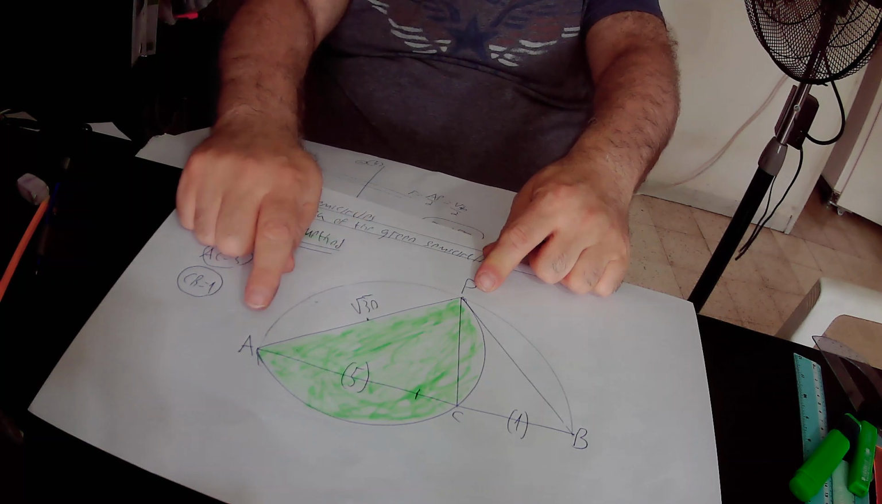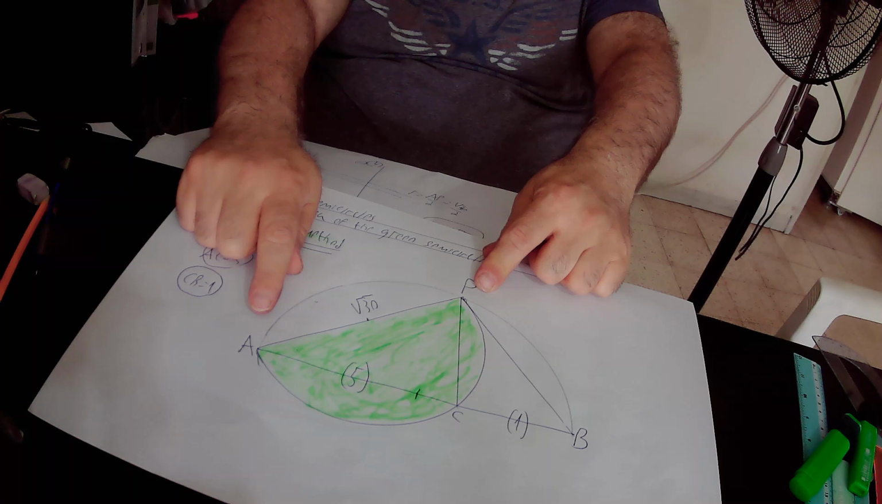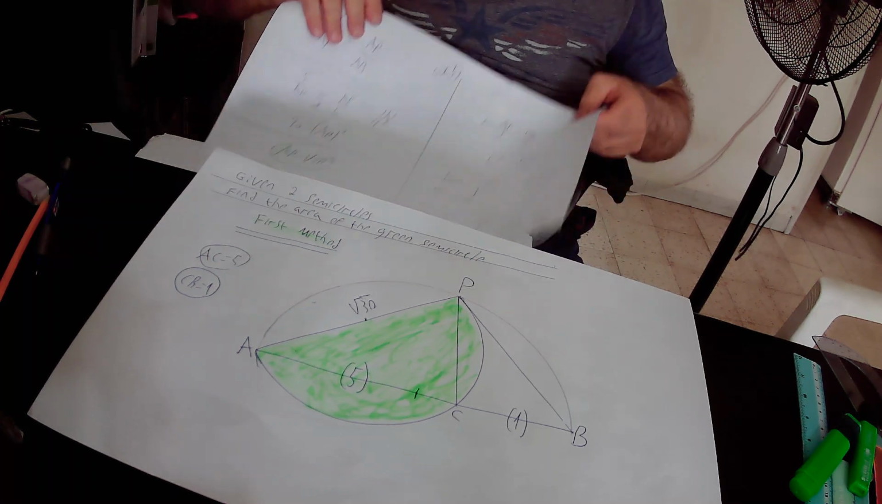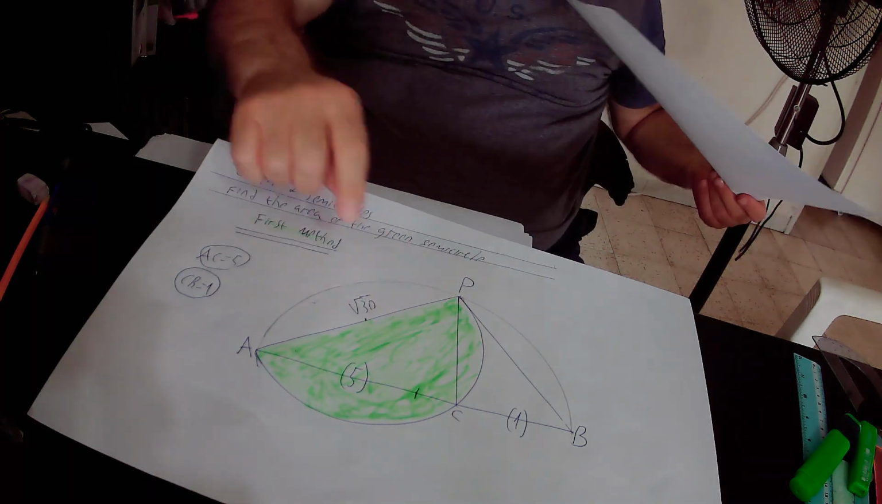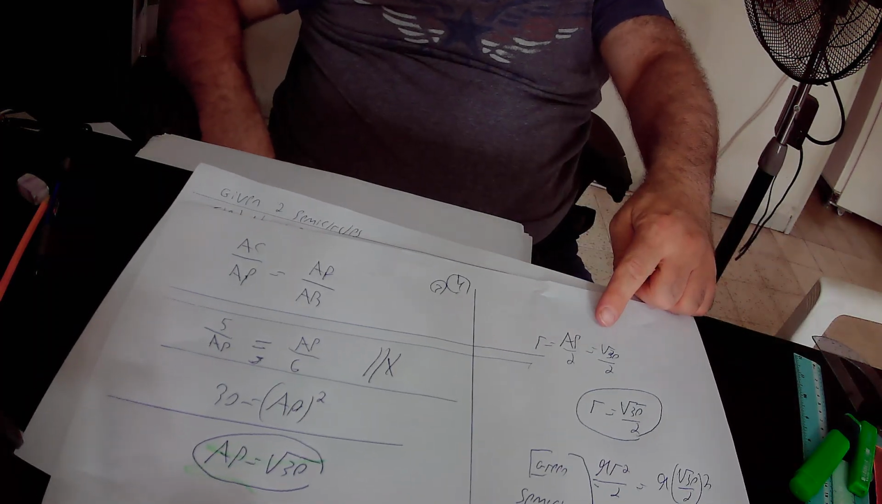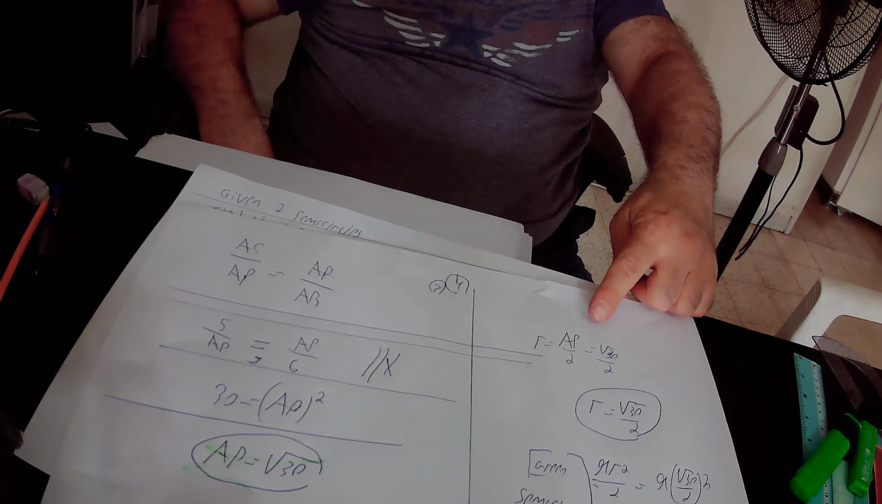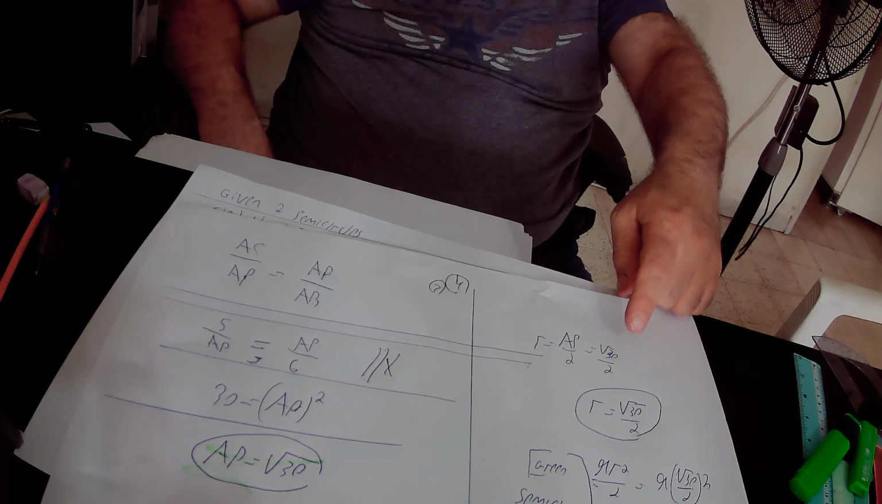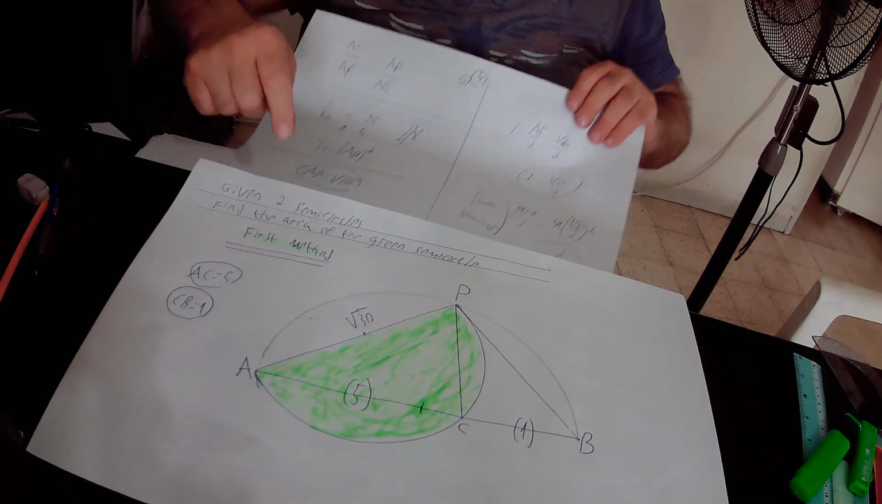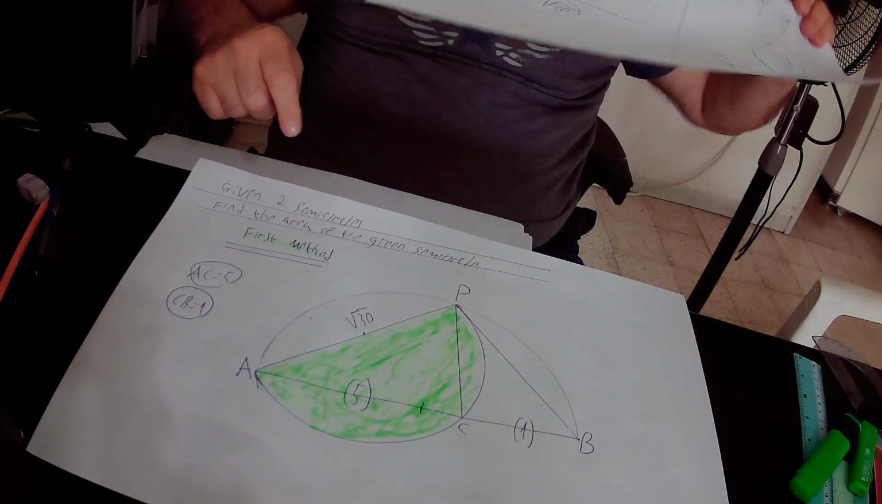If the diameter AP equals to square root of 30, it means that the radius must be equal to half of it. The radius is AP over 2. Okay, so the radius of this green semicircle equals to the diameter AP over 2. AP is square root of 30, therefore AP over 2 is square root of 30 over 2. So we actually found out that the radius of this green semicircle equals to the square root of 30 over 2.